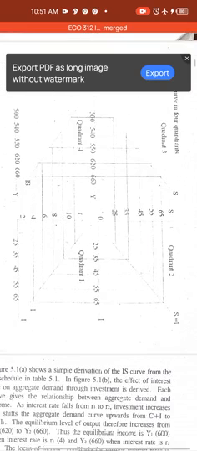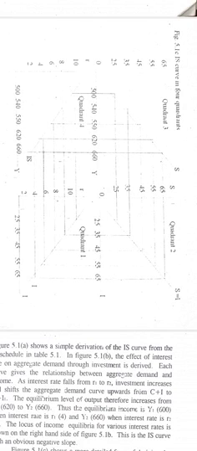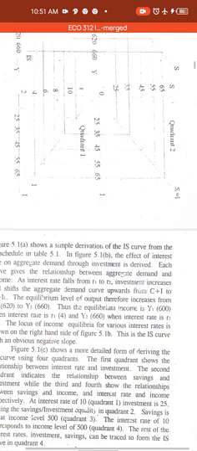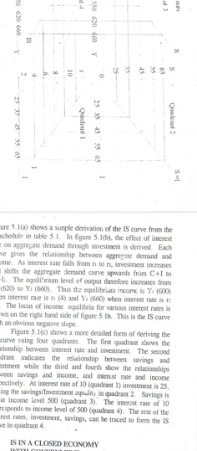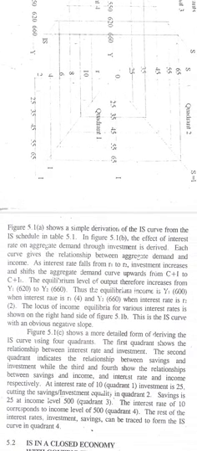Okay, so like I said in my previous presentation, if you look at figure three, remember we're still talking about the commodity market, the IS curve. If you look at figure 5.1b, that's here. Yeah, you're there, 5.1b. Now, the effect of interest rates on the aggregate demand through investment is derived.